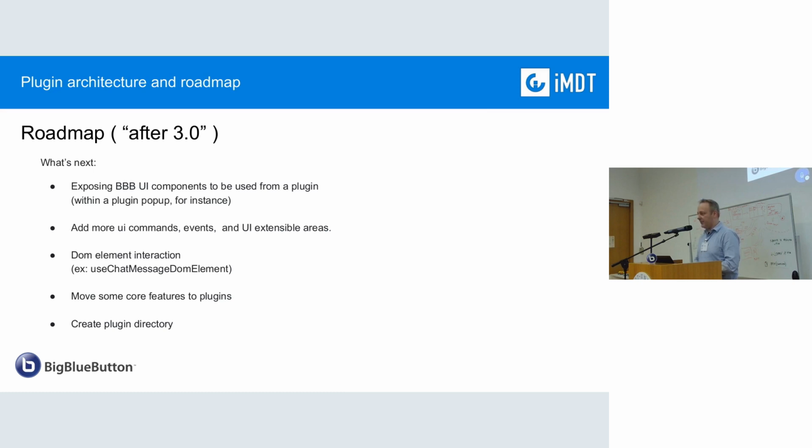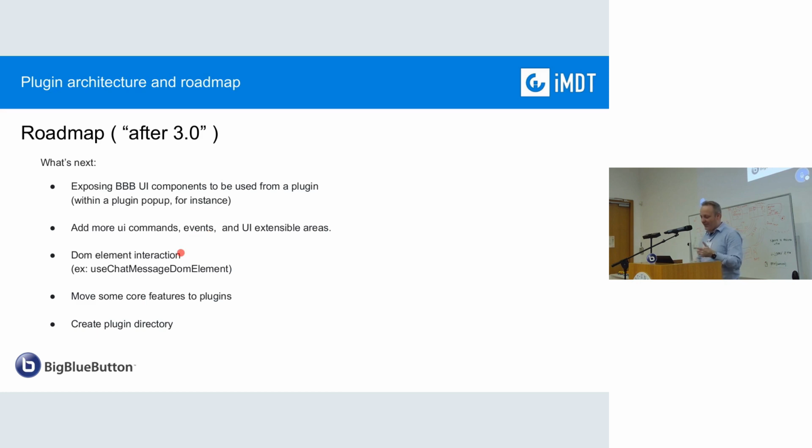And after 3.0, what we expect to do is expose BBB UI components to be used within the plugin. Because one thing is extending BBB, like adding more menu items or buttons within the BBB screen. But also when you open a pop-up from a plugin, you could benefit if you can add the BBB button on the screen. So the idea is that we can create some kind of UI library and allow the plugin to use the same visual language as BBB. And add more UI commands.